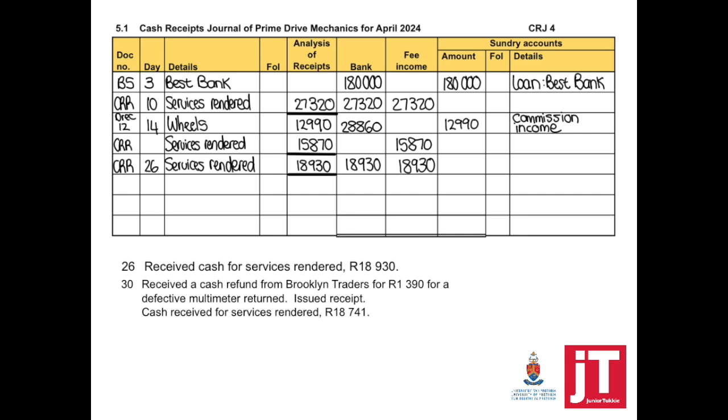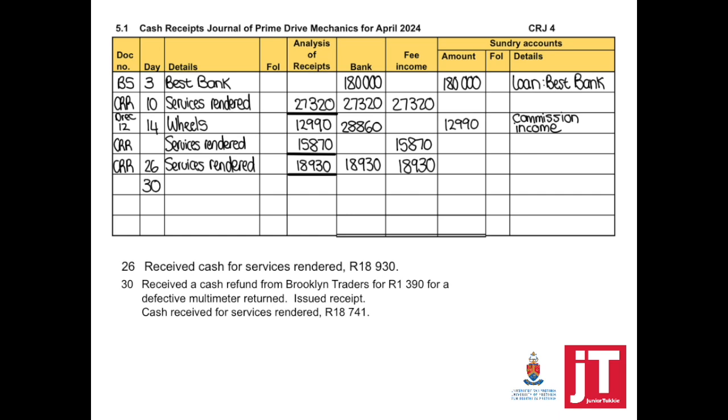Day 30. Two transactions, same day. Received a cash refund from Brooklyn Traders, 1,390 for defective multimeter return. Now that multimeter, if you think about the type of business that we got, will be regarded as our equipment. We issued a receipt. So we've purchased, but now we've returned it and we've got a cash refund back.